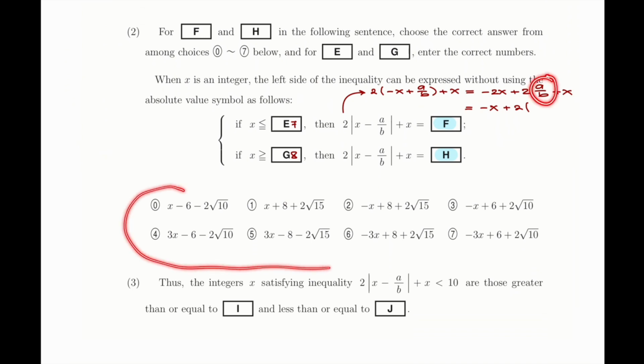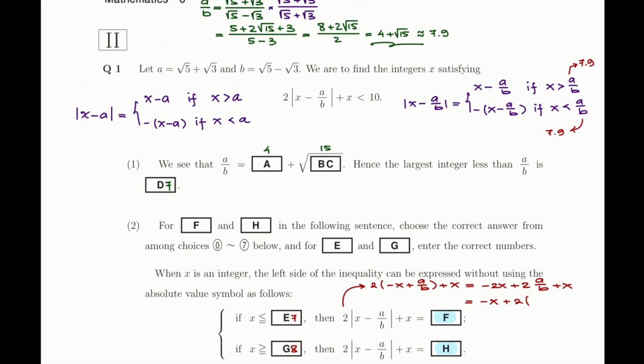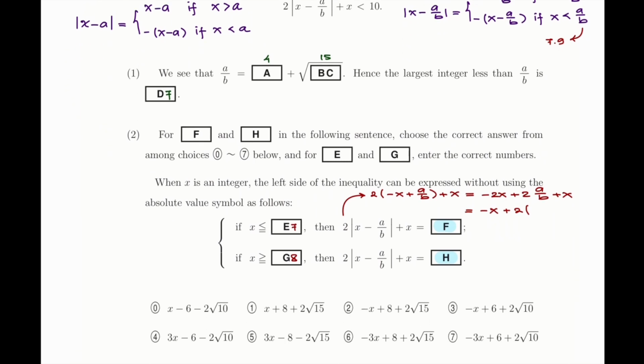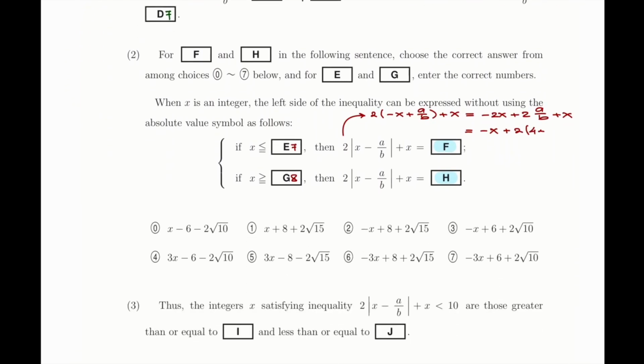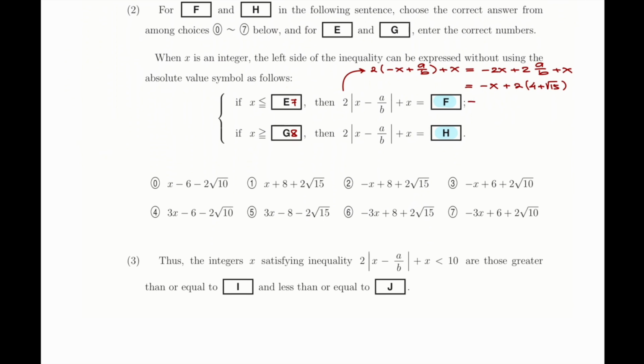If we want to express it in exact form, then a over b can be substituted by 4 plus square root of 15. And then if you expand or distribute 2 here, you will get negative x plus 8 plus 2 square root of 15. This is for f. If you see from the options below, then I think for f the correct answer is number 2, negative x plus 8 plus 2 square root of 15.